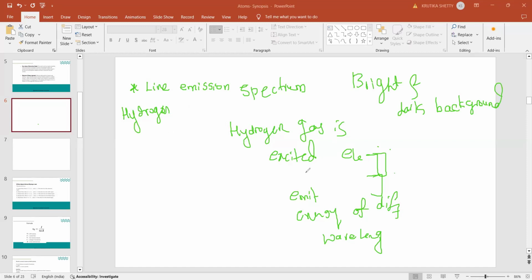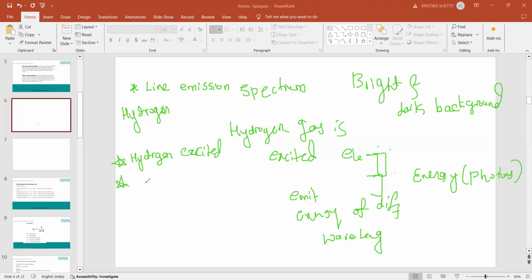The hydrogen gas is excited, and it will emit some energy of different wavelength. Whenever it comes from higher energy to lower energy, it will emit some energy. The energy released is called as what? Photons. So this type of phenomenon is called line emission spectrum. What key terms do you need to remember here, students? The hydrogen gas must be excited. This is the first step required for the line emission spectrum.